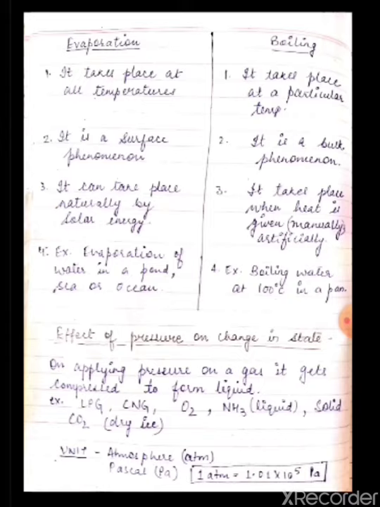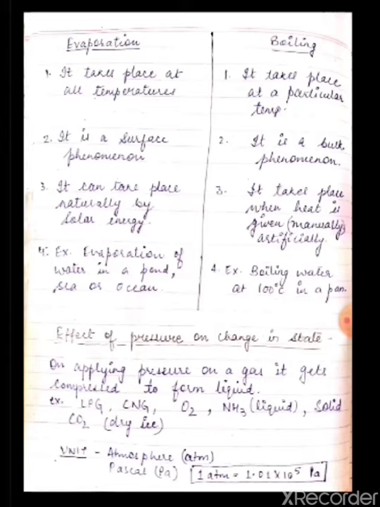Then second point is evaporation is a surface phenomenon, whereas boiling is a bulk phenomenon. Evaporation is a process in which the water particles on the surface get evaporated, taking the heat of sun, mainly sunlight, whereas boiling is a bulk phenomenon, therefore the particles present in the whole bulk will get the energy and they will all together boil, whereas in evaporation only the surface particles will evaporate.